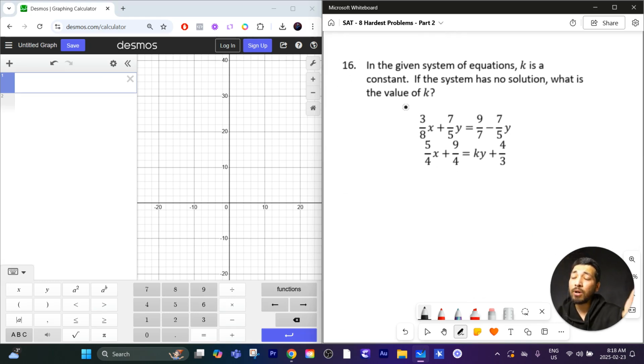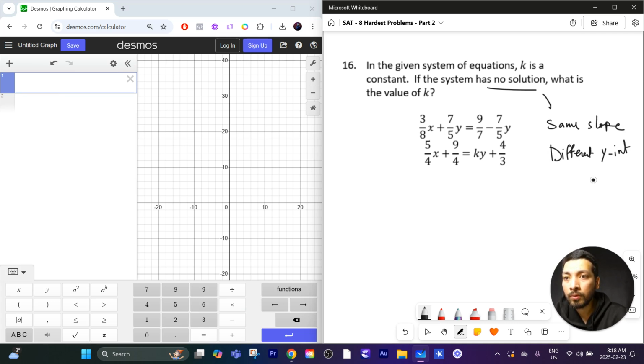In the given system of equations, k is a constant. The system has no solution. What is the value of k? Again, the same concept is coming over here. When the system has no solution, it refers to same slope, different y-intercept. Now, we need to get the slope-intercept form for both equations and then find the value of k.